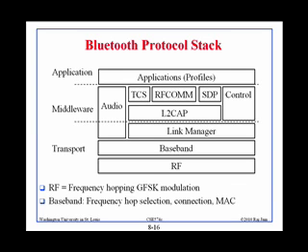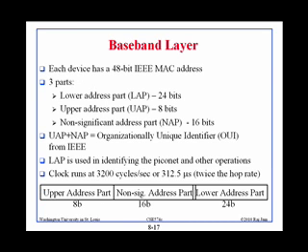Baseband is the connection and the media access control. So there is more detail of the baseband layer. Each device has a 48-bit IEEE MAC address, which is divided into 3 parts. The lower 24 bits are called the lower address part, the middle 16 bits are called the non-significant address part, and the 8 bits are called the upper address part.